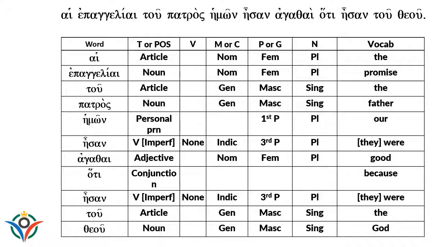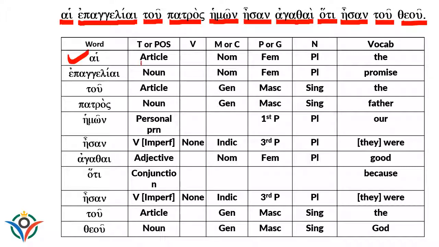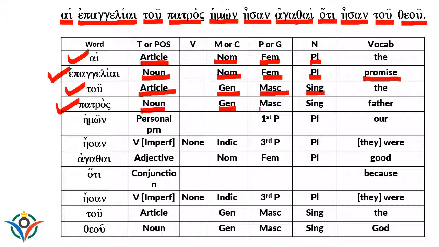Let's read our third translation example together. So the Greek text says, hai epangeliai tou patros hemon esan agathai hoti esan tou theou. So very quickly, hai is an article, nominative, feminine, plural. Then we have epangeliai, which is a noun, also nominative, feminine, plural, vocab, it's promise. Then we have tou, which is also an article, it's genitive, masculine, singular. Then we have patros, which is a noun, genitive, masculine, singular, which means father. Then we have hemon, which is a personal pronoun. Because it's first person, it doesn't have a gender. It's plural and translated as our.